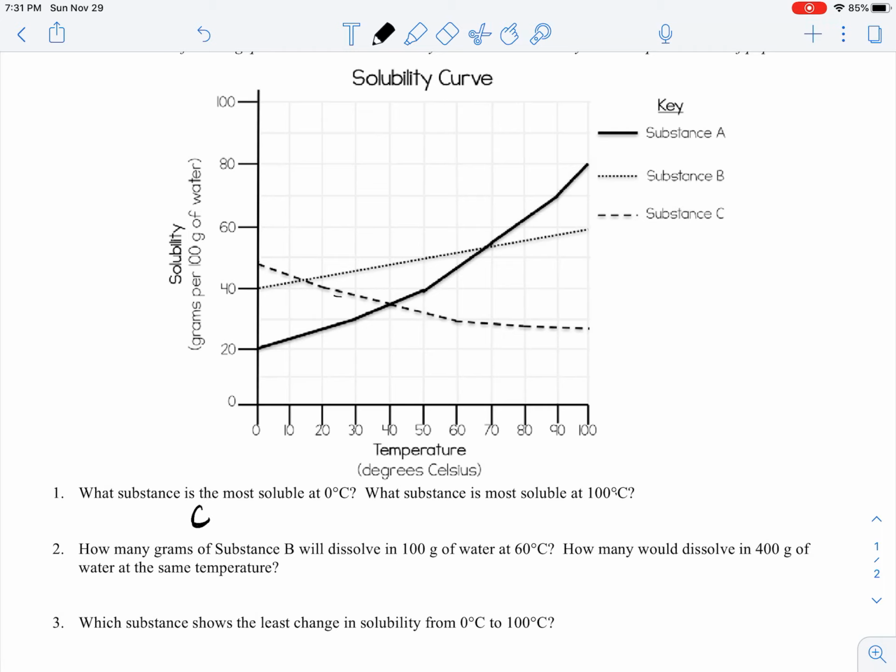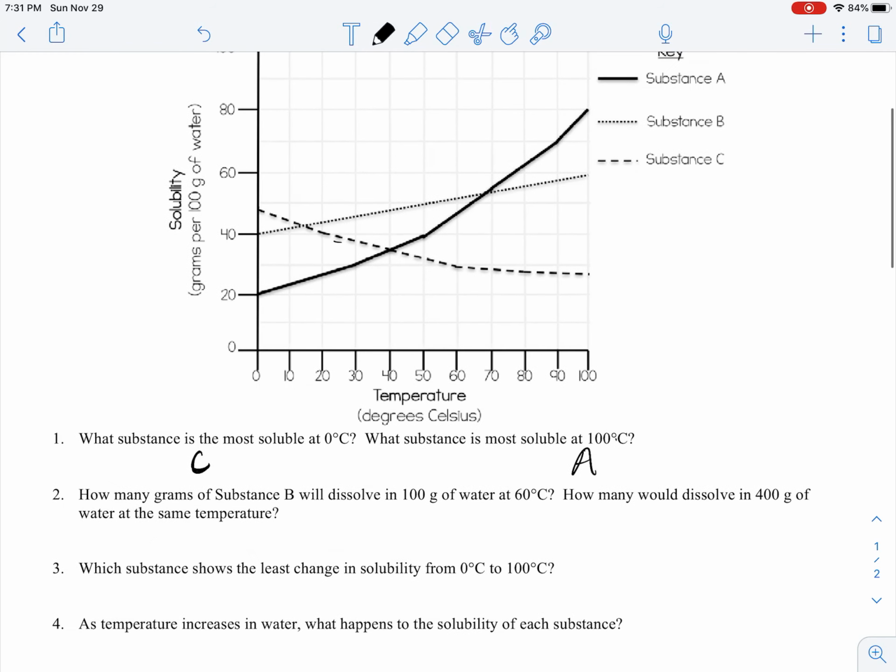Okay? Now, what substance is the most soluble at 100 degrees Celsius? You're going to look, and that's going to be the solid line. Here's 100 degrees. The solid line is substance A. So I gave you the answer to number 1. Let's go ahead and look at number 2.